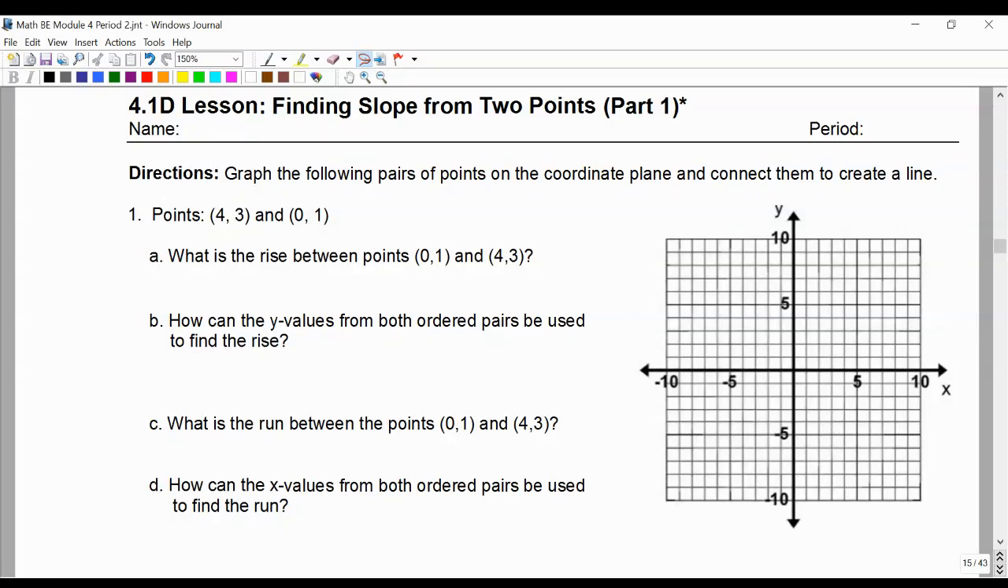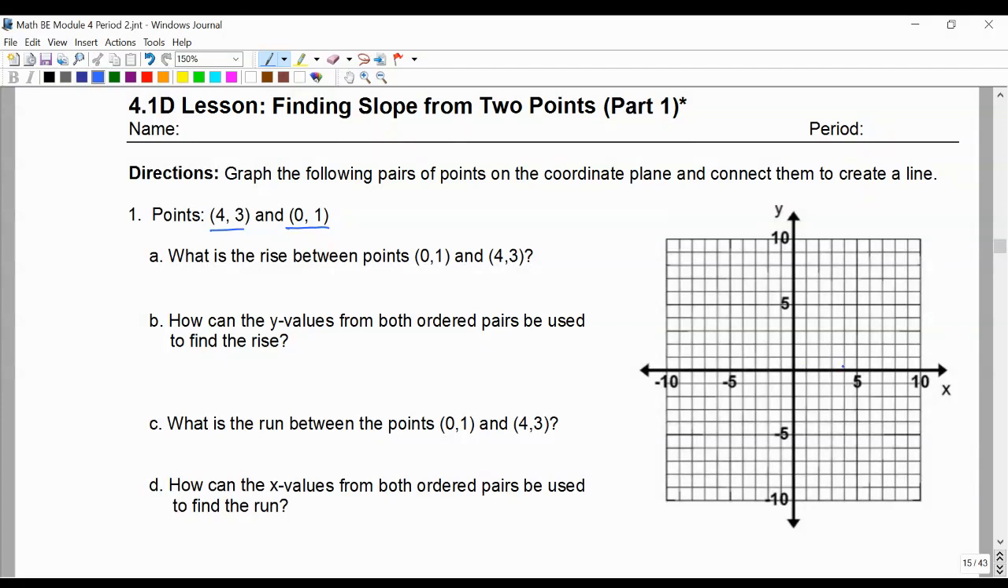This is the first page of the 4.1D lesson where we're going to look at how we find slope between 2 points without needing the graph, but we are going to start by looking at the graph. As I go through this, feel free to pause the video, rewind it, or pause it because I'm going too fast, or because you want to try part of a problem.